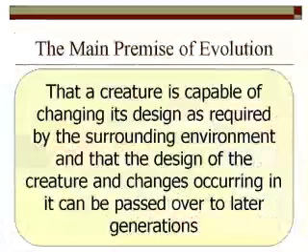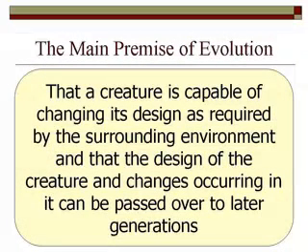Now, to start with the evolution theory. There is a basic premise that this theory stands upon, and this premise is the following: that the creature is capable of changing its design as required by the surrounding environment, and that the design of the creature and changes occurring in it can be passed over to later generations. So the basic premise of evolution theory is that the creature can change its design according to the environment, and these design changes are transferred from one generation to another.